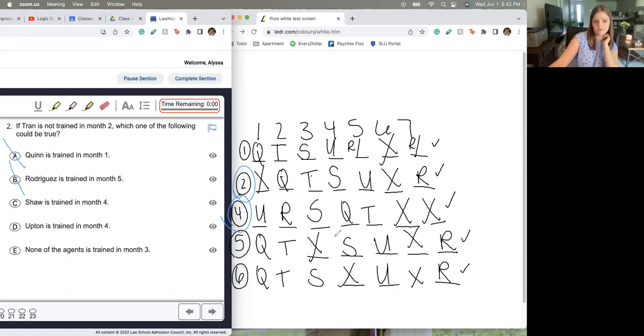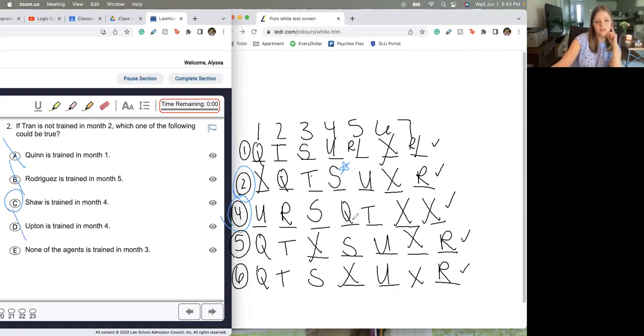S is trained in the 4th month. I have that happening in the second world. I don't have it happening in the other world, but that's okay because it's happening one time. That's going to make it our correct answer choice. D, U is trained in the 4th month. I don't have U in the 4th month for either of those, so we can eliminate that.